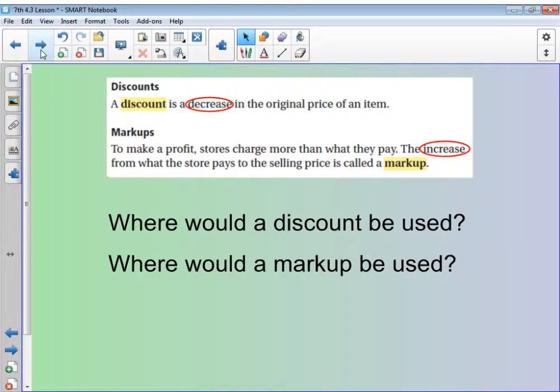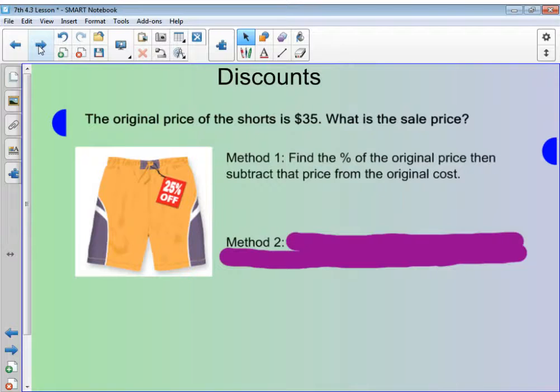A markup is what you use to make a profit. For example, when stores buy something, they mark up how much they're going to sell it for so that they're making a profit. They'll pay a certain amount for the product, and then they mark it up so they can make a profit. A markup is an increase from what the store pays to the selling price. All right, so we're going to work with some real world scenarios.